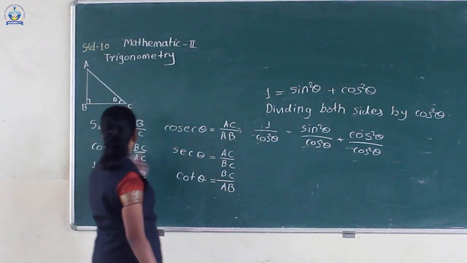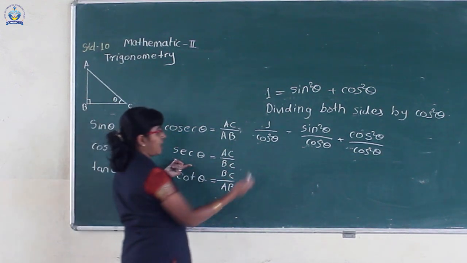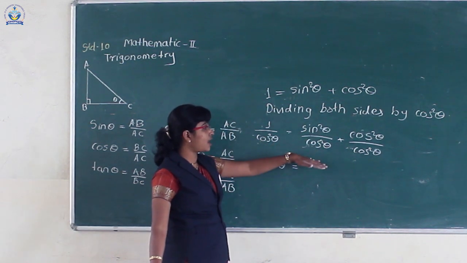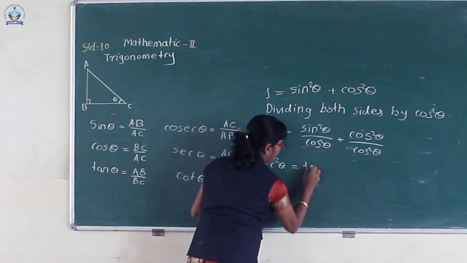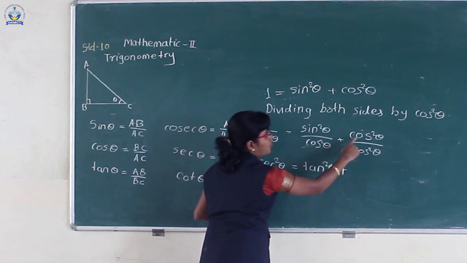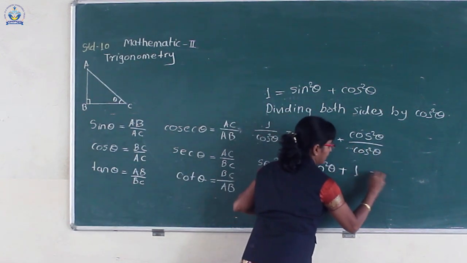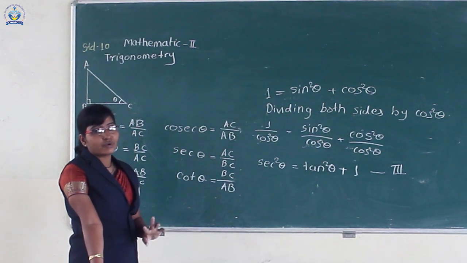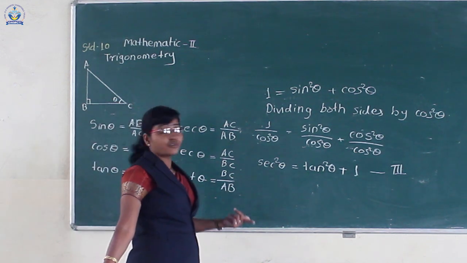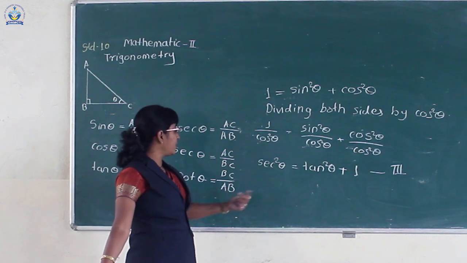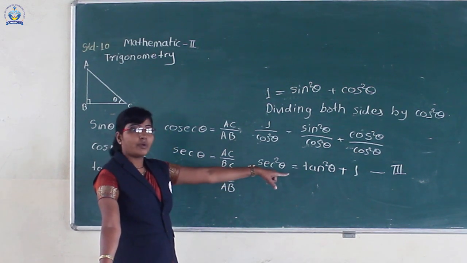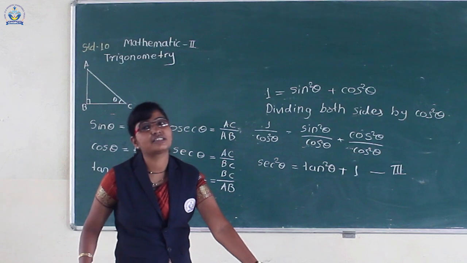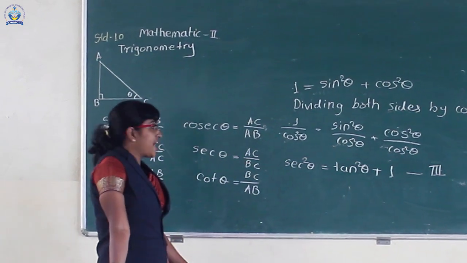Then 1 upon cos square theta is related to sec theta. Here is the square, so we can write sec square theta is equal to sin square theta upon cos square theta, which is tan square theta, plus cos square theta upon cos square theta, which is 1. This is the third trigonometric identity. First trigonometric identity is 1 is equal to sin square theta plus cos square theta. Second is cosec square theta is equal to 1 plus cot square theta. Third is sec square theta is equal to tan square theta plus 1. Now we can study examples based on the trigonometric ratios and trigonometric identities.